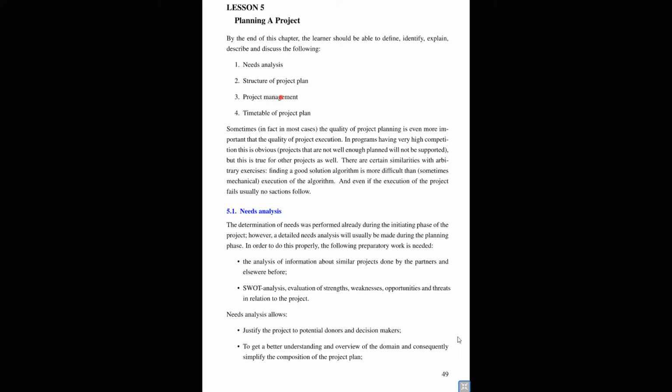So can you describe or explain what needs analysis is? Can you look at the structure of a project plan? Can you talk about the board, the coordinators who are present? Can you talk about how you can manage a project? Not now your unit, but how you can manage a project. Can you talk about the timetable of a project plan?